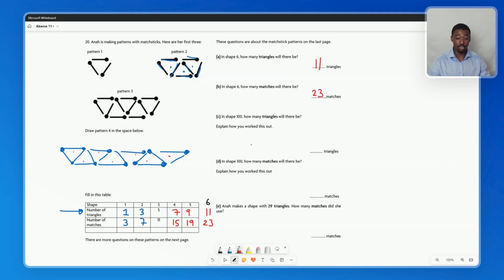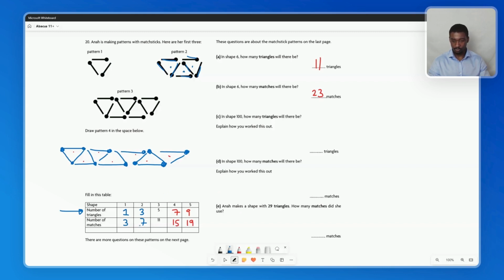In shape 100, how many triangles will there be? Explain how you work this out. Okay, so now we're on to shape 100. We can no longer manually write out 8, 9, 10, all the way to 100 because that will take up way too much time and you will not finish before the exam is over. So instead, we have to look at a formula. We have to build a formula that links the number of shapes to the number of triangles and the number of matches. So let's think about this.